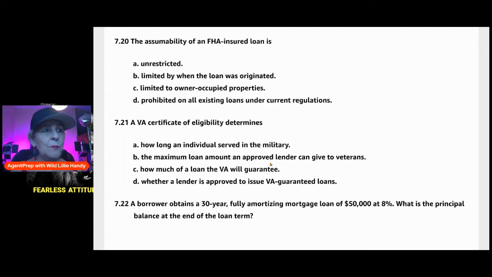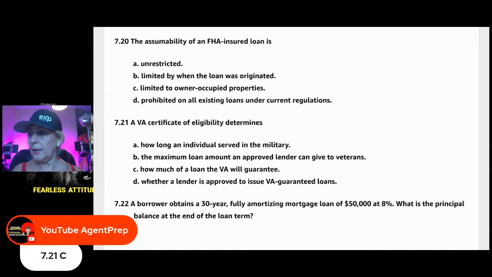B says the maximum loan amount an approved lender can give to veterans. No. See, the VA certificate of eligibility. So first, the veteran has to apply with VA to get that certificate of eligibility before they can go to a lender. Since the VA guarantees it, they've got to determine how much of a loan they will guarantee for that particular veteran. So VA guarantees, FHA insures.